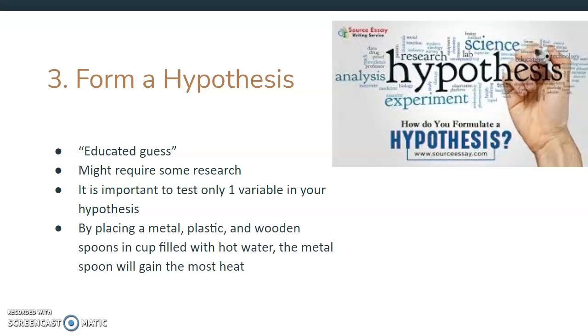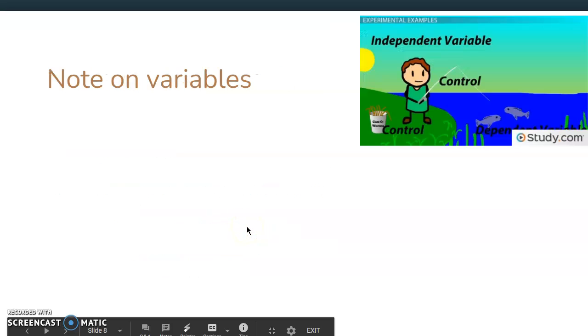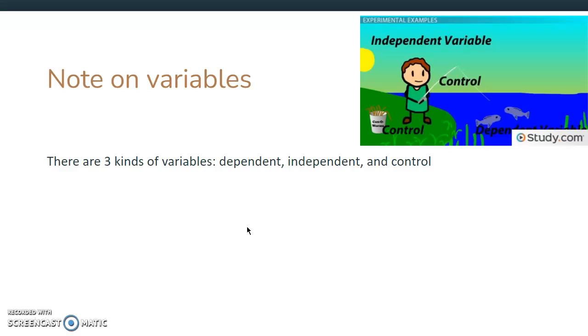So the hypothesis I came up with is by placing a metal, plastic, and wooden spoon in a cup filled with hot water, the metal spoon will gain the most heat. So really our hypothesis is the metal spoon will gain the most heat out of these three ones we're going to try. A quick note on just different kinds of variables.